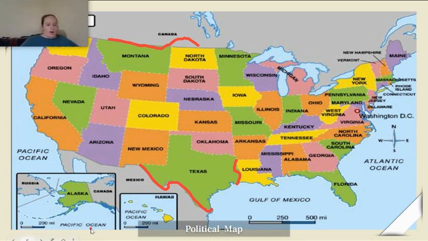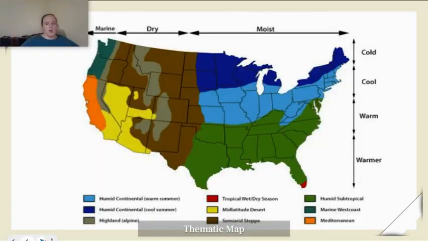Next we have our thematic maps. These are special maps. So our first one we're looking at is a climate map. When looking at a climate map, we need to look down here at the bottom to find out what the colors mean. This is a map key. This map key shows us that this light blue is humid continental. That means they have a warm summer. Up here, where it's darker blue, that's humid continental as well, but they have a cool summer. So they are humid, they are moist, but they are cold or cool.